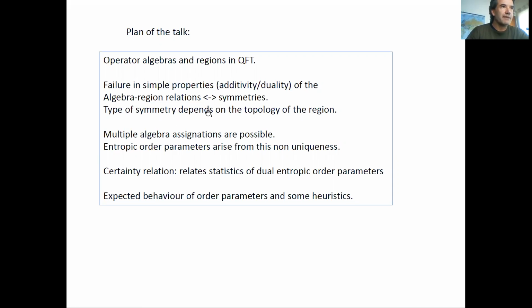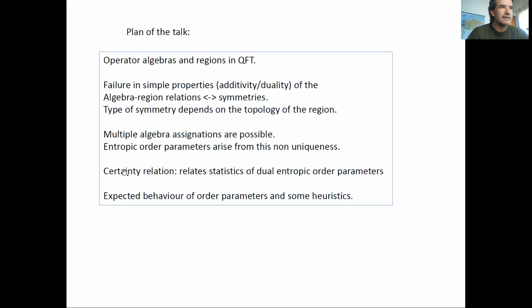When one has this type of symmetries, then the net of algebras, so the assignation of algebras to regions, is not unique. One has more than one possible assignation of algebras to regions. And this leads us naturally to some entropic quantities that we can define, which we call entropic order parameters, that arise from this non-uniqueness and somehow measure order parameters related to these symmetries.